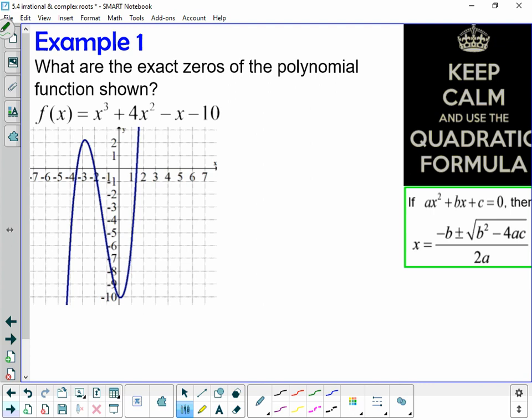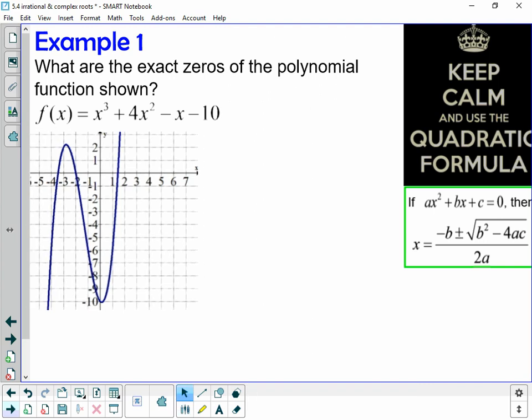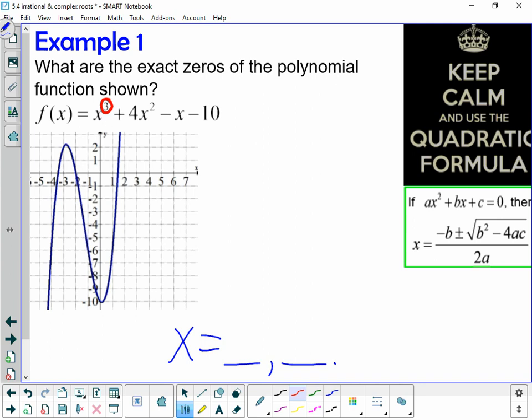So let's try this first problem, example 1. What are the exact zeros of the polynomial function shown? Well, here's our function, and we have both the equation right here, x to the third plus 4x squared minus x minus 10, and we have the graph of the polynomial. And we want to know what the zeros of that polynomial are. Well, for starters, we know that it must have 3 zeros. So when we're writing our answer to the problem, it should look something like x is this, or this, or this. We have 3 roots. So that's what our answer needs to look like, the 3 roots of the polynomial.